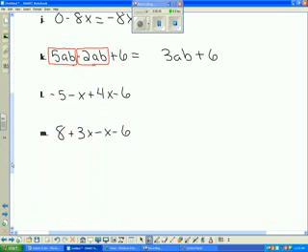Okay, how about Dylan? Tell me my like terms that I can circle. x and x. Negative x and positive 4x. Good. So when I combine them, what do I get? 3x positive. Okay.